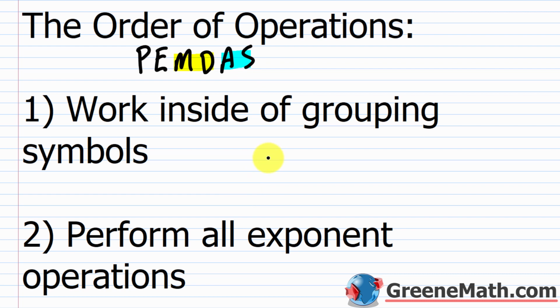So if we go through this, we would say the first thing is to work inside of any grouping symbols. So that's why we have that P that stands for parentheses, but it's also for brackets or absolute value bars or anything that's a grouping symbol. The second thing would be to perform all exponent operations. So that's the E there.